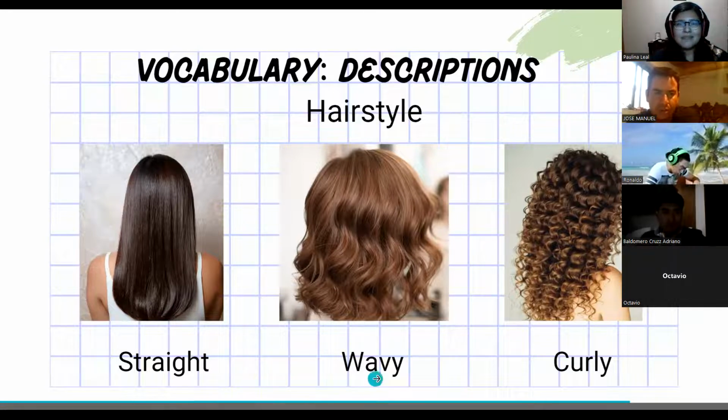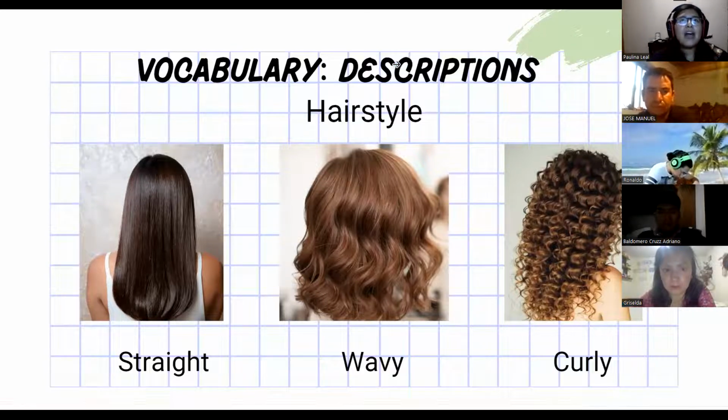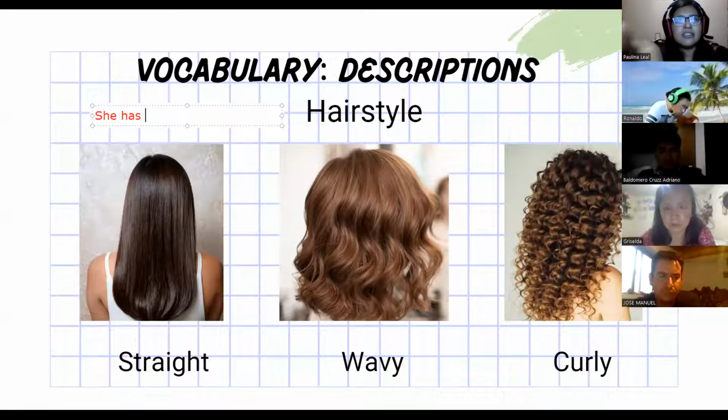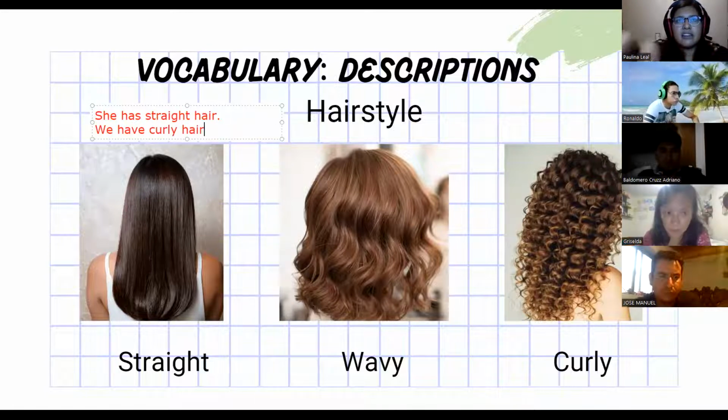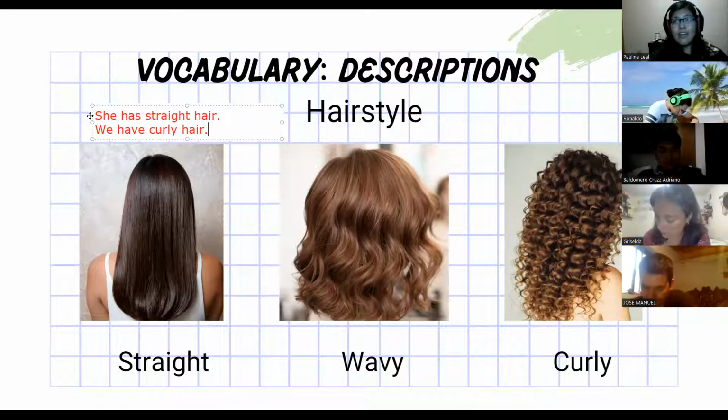Wavy. Curly. Wonderful. I'm also going to use have or has for this one. She has straight hair. We have curly hair, etc. I'm also going to use has and have, just like in Spanish. Tengo el pelo lacio. Tengo el pelo rizado, etc. Have and has.